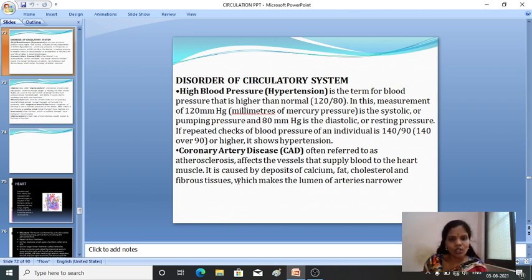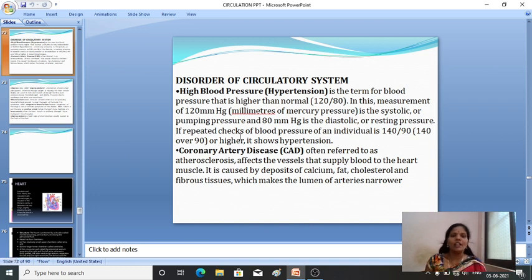It is mainly caused by the deposit of calcium, fats, cholesterol and fibrous tissues, which makes the lumen of the arteries narrow. So this is the second disorder, that is coronary artery disease.